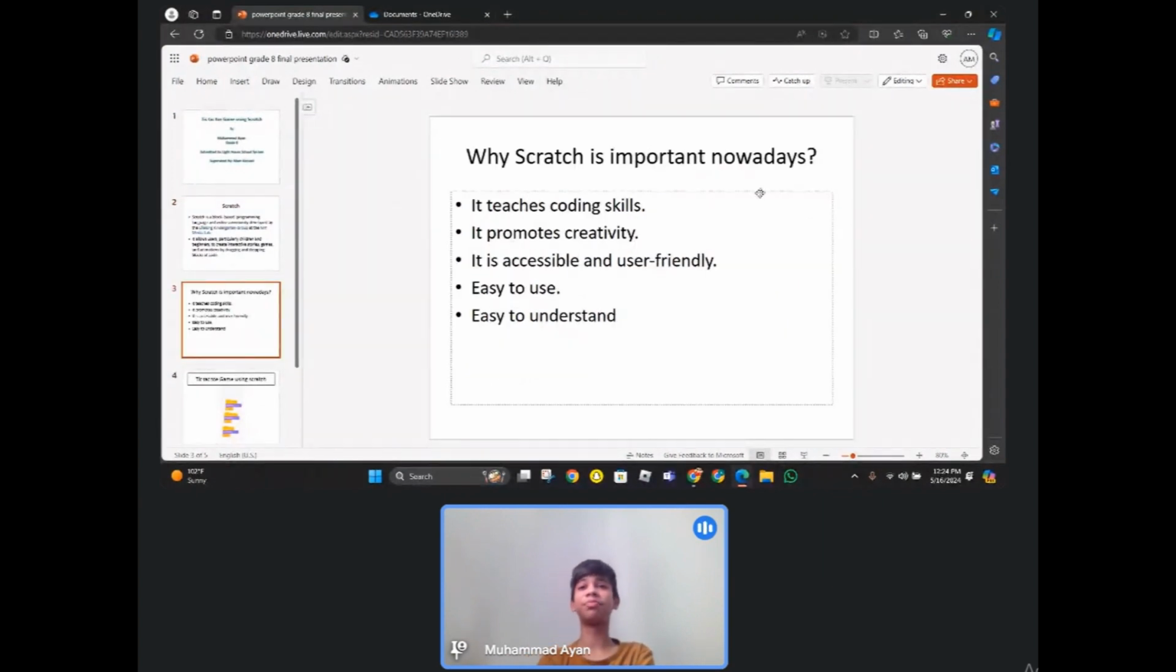Why is Scratch important? It teaches coding skills. It promotes creativity. It is accessible and user friendly, easy to use, easy to understand.